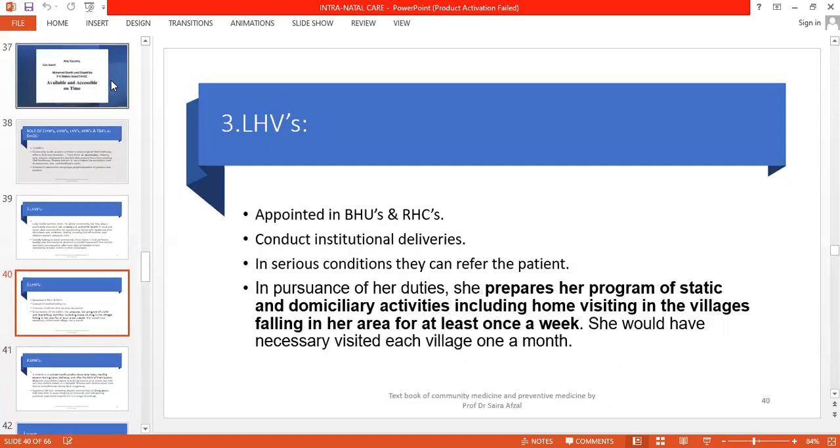Lady health visitors are appointed in BHUs and rural health centers and conduct institutional deliveries. In serious conditions, they can refer the patient. In pursuance of her duties, she prepares her program of static and domiciliary activities, including home visiting in the villages falling in her area at least once a week. She would have necessarily visited each village once a month.